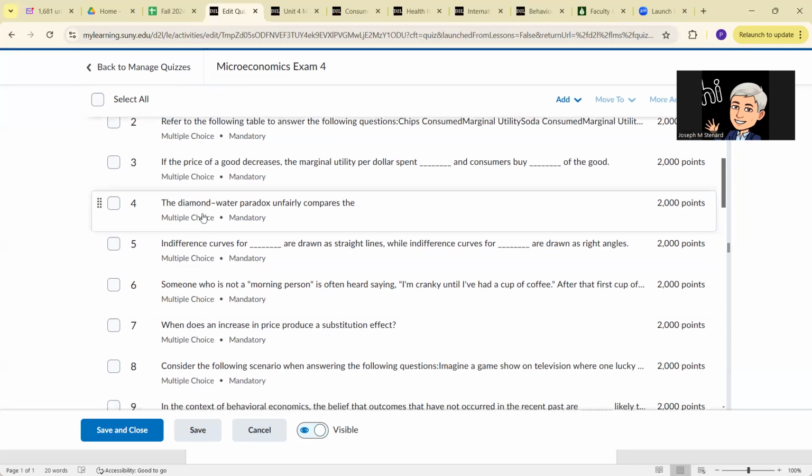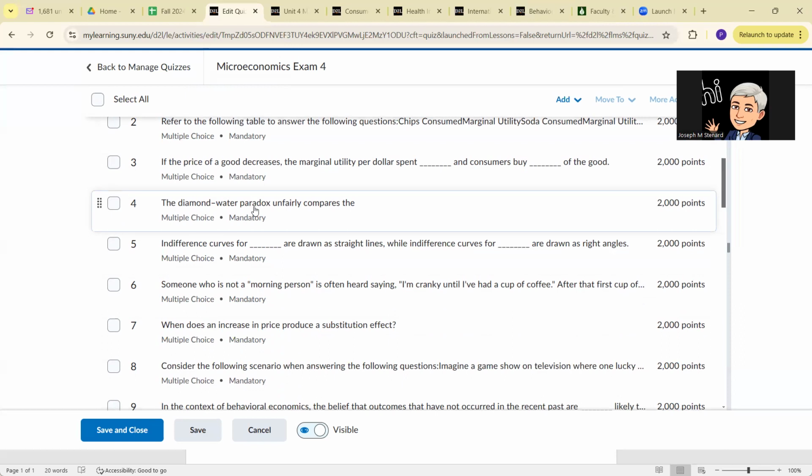Number 4, the diamond water paradox was written about by Adam Smith, the father of economics, and he thought it was unusual that diamonds were so expensive, even though they didn't keep people alive, and water was so inexpensive, even though it was essential to life. And that's why he said it was a paradox, something that is true, but doesn't seem like it should be true.